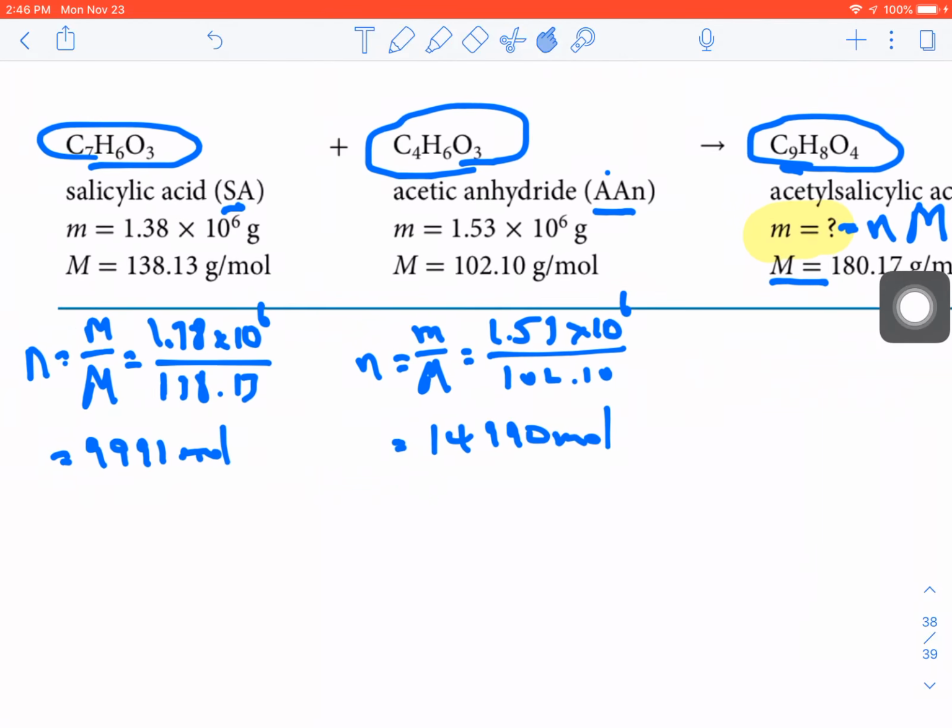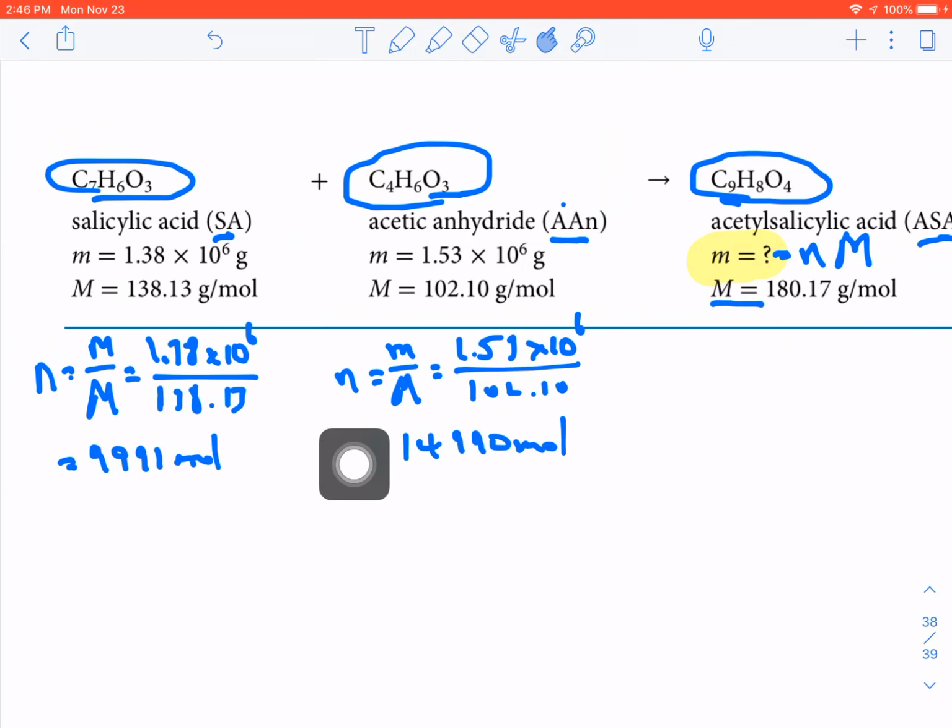So let's look first at which one of these is going to run out. Which one is limiting and which one is in excess. So I've calculated my number of moles for both. Mass divided by molar mass, and I'm getting 9,000 moles. And over here, mass divided by molar mass, and I'm getting 14,000 moles. Now to decide which one's going to run out, I need to figure out how many moles of product I can make. So I need to use mole ratios here for my two reactants.